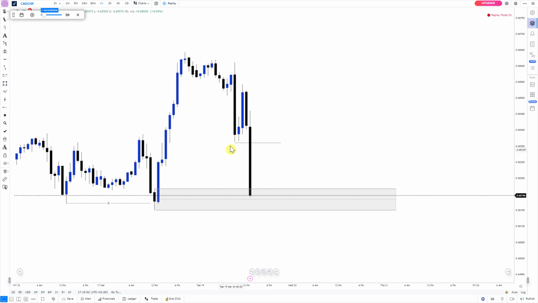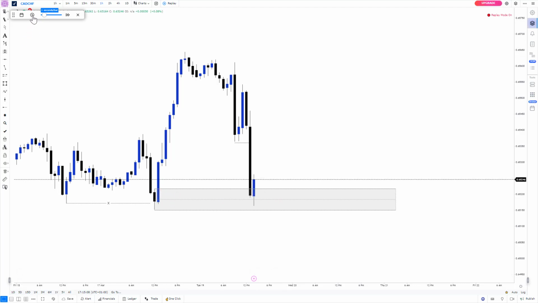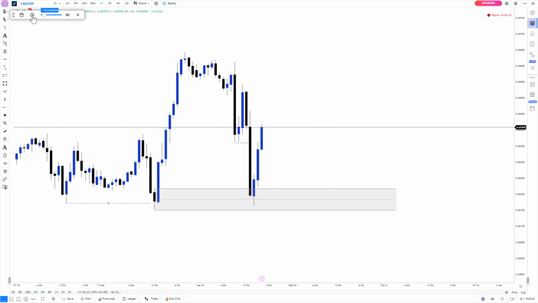And you see that price comes back, sweeps that inducement area, and now comes back to mitigate our order block. Now what are we seeing? We now start seeing the reaction to the upside. Price starts to move away.